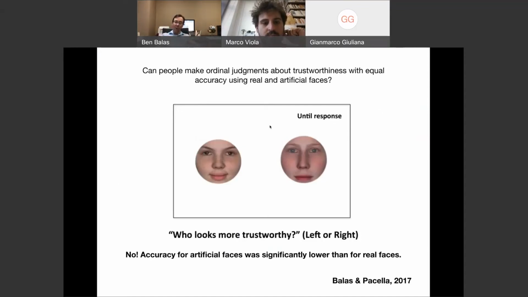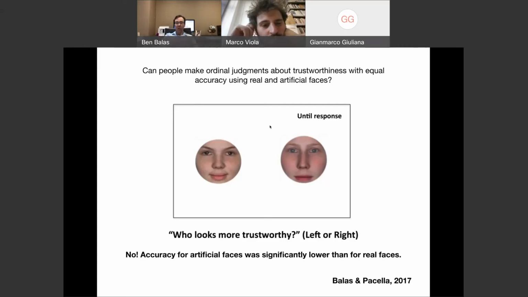So rather than provide a rating in this task, we instead ask people to make ordinal judgments about trustworthiness using either pairs of real faces or pairs of artificial faces. The idea here is that having measured how trustworthy our real faces look in our first experiment, now we can set up a situation where we're showing people 2 images at a time, and we know which one of these faces should look more trustworthy than the other.